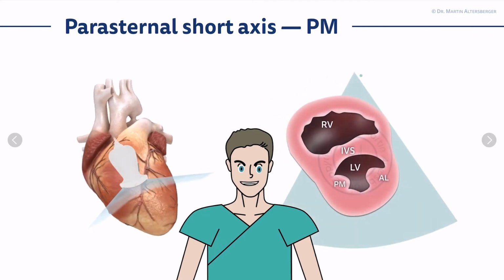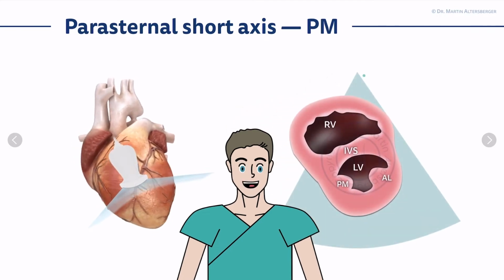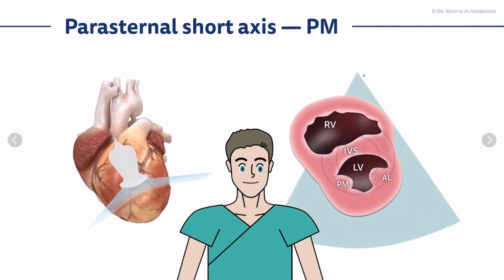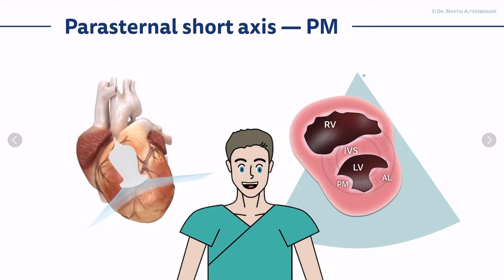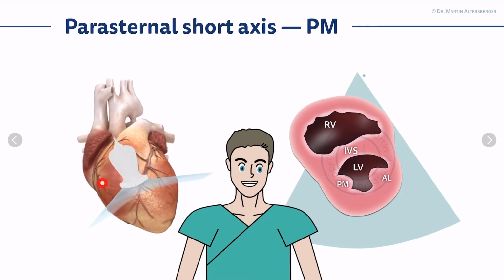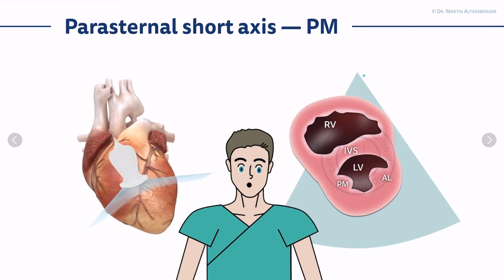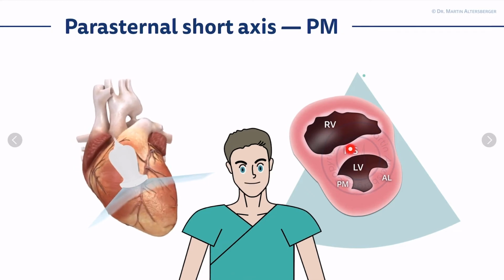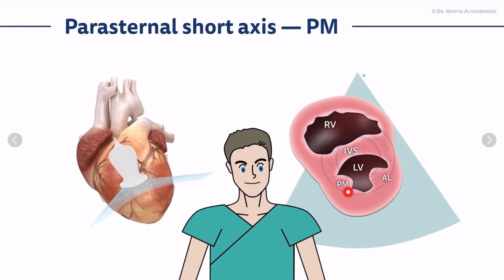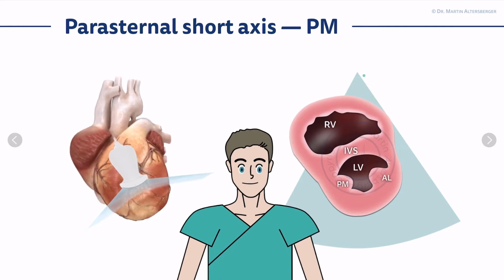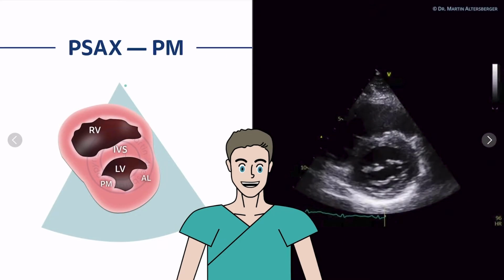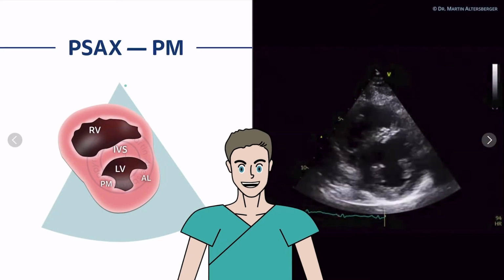The next view we have to talk about is the so-called papillary muscle view. Why is this important? Well, as I explained in the previous video, you can tilt from the aortic valve to the mitral valve until the apex to evaluate the left ventricle. In this case, we have another view of the left ventricle with the posteromedial and the anterolateral papillary muscle, and we see the cavity of the left ventricle.